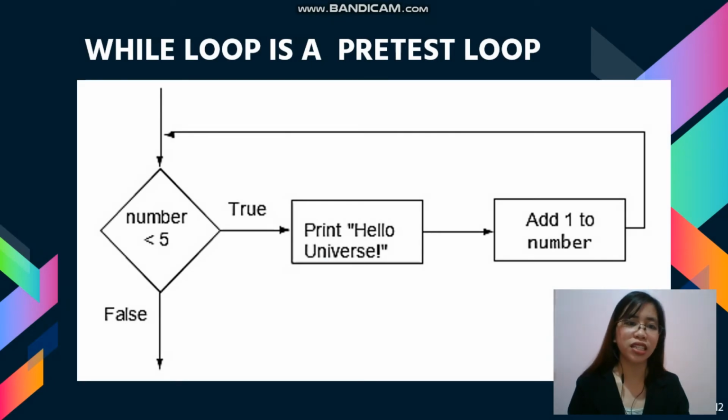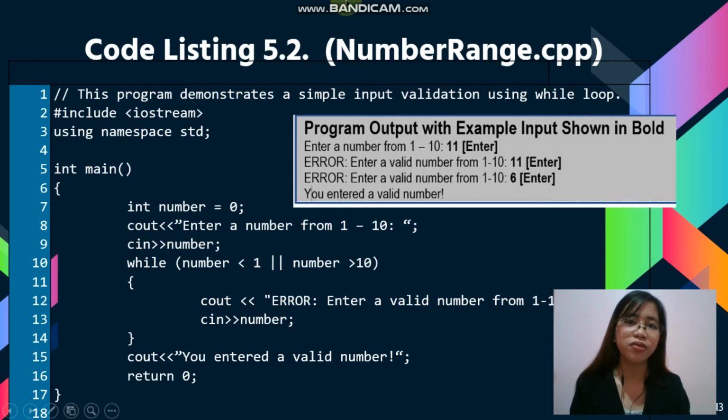So, this is the example earlier. This is the flowchart for our code earlier. First, we test the condition if the number is less than 5. So if it is true, print hello universe and add 1 to the value of number. Then repeat, go back to the condition. So if it is true again, print the hello universe and add 1 to the number. And the cycle goes on. So if it happens that the condition is already false, the while loop is terminated and we proceed to the next statements. So let's have another example.